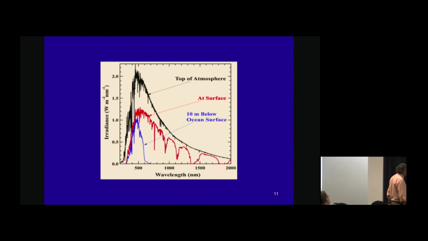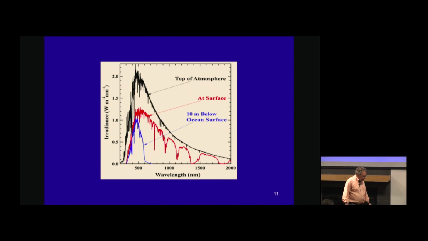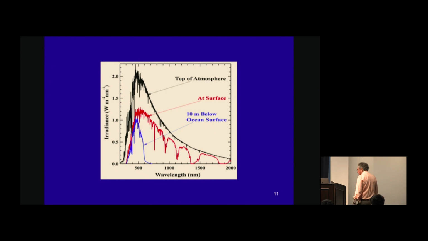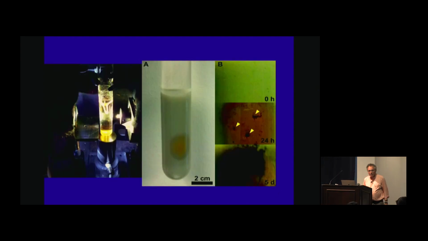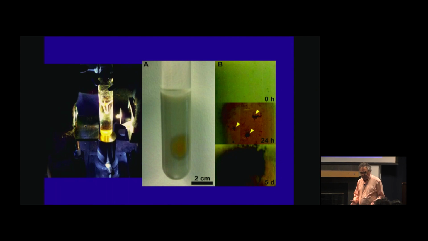Now, why do I care about that? You see this gap between the top of the atmosphere and the surface of the planet today? That's solar radiation, the ultraviolet, that is now missing. But in the Archean, that was not missing. That was there. Why is it missing today? Because we have one gas in the atmosphere that absorbs at those wavelengths, and that's ozone.